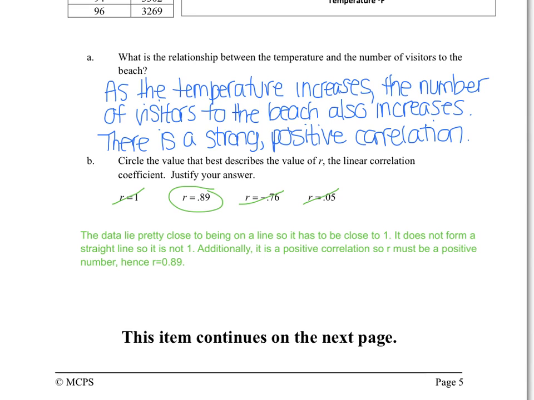The data lie pretty close to being on a line, so it has to be close to 1. It does not form a straight line, so it is not 1. Additionally, it is a positive correlation, so R must be a positive number, hence R equals 0.89.